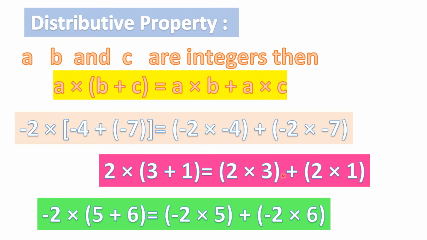So bracket solve it. 3 2s are 6 and 2 1s are 2. So 6 plus 2 is how much? 8. So you got 8 and 8 on both sides. So that means both sides are equal, right? Look at this: you can either do it this way or you can do it this way. That is what distributive property is.